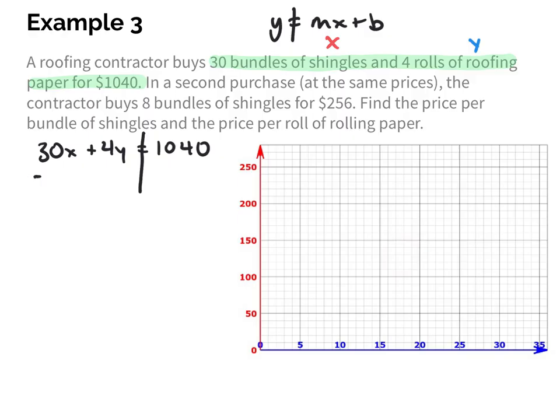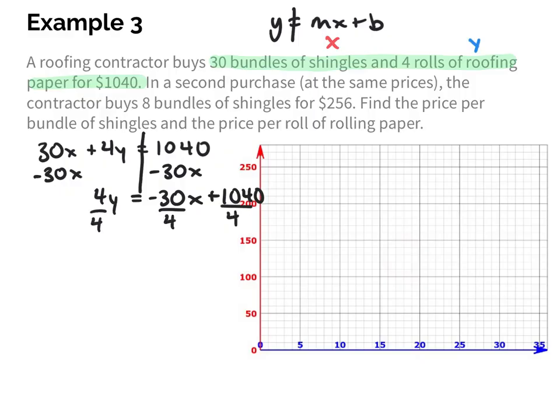To do that, I have to first get rid of the 30x. I'm going to do that by subtracting 30x. What that would give me is 4y equals negative 30x plus 1,040. I wrote it like that just to keep things in the right order. And then lastly, I would divide both sides by 4. And on the right side, I want to divide everything by 4.